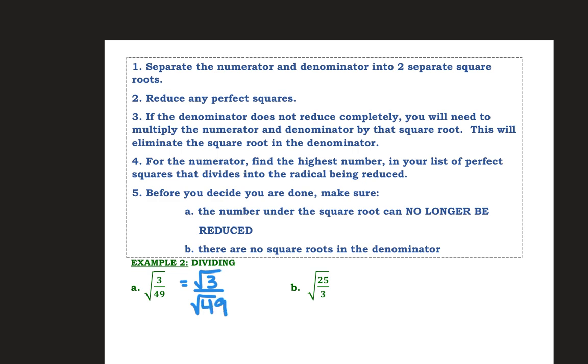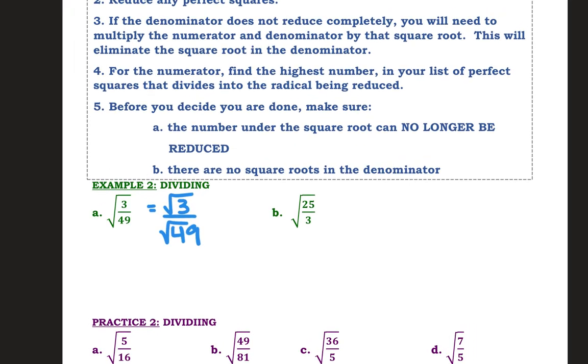So what's my perfect square on this one? 49. 49 becomes 7. And here we have the square root of 3. It says for the numerator, find the highest number. Well, nothing goes into it, right? It's already reduced. And then number 5, it says before you decide you're done, make sure the number underneath the square root can no longer be reduced. That's something we did on the front side, something we did yesterday.